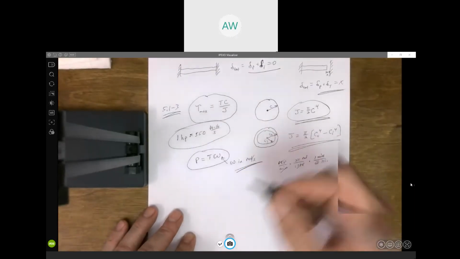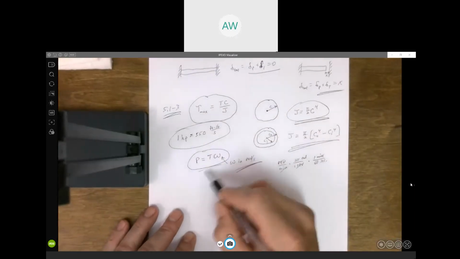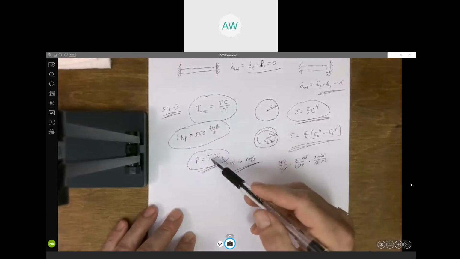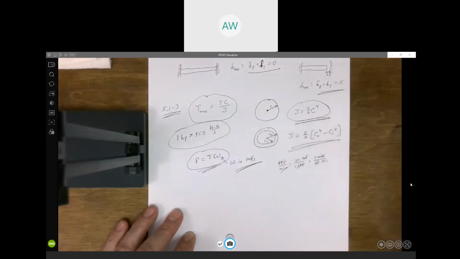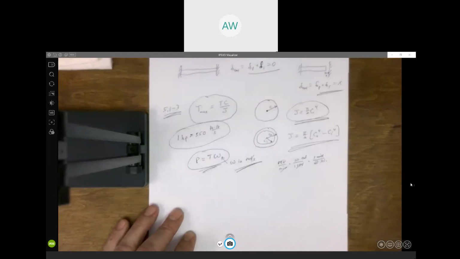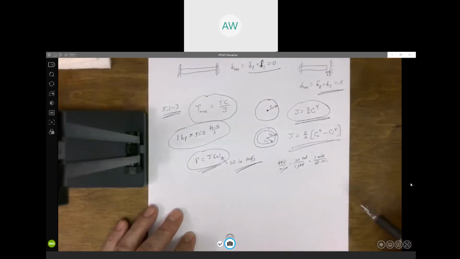So this formula, again, you need to know the relationship between power and torque. That's the T, is torque. That's the twisting moment. P is the power. All right. Any questions related to twisting shafts, shear stress, polar moment of inertia, torque and power?